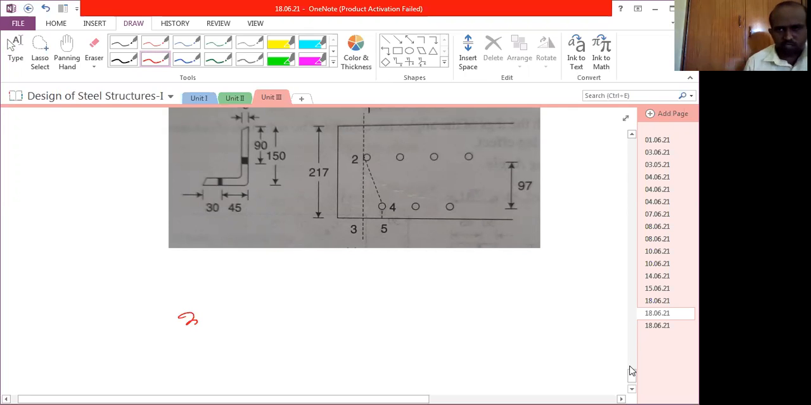If the total load is this much, and the area of the connected leg is this much, and the area of the outstanding leg is this much, then how much load will be transferred to the leg angle? In that proportion we calculate the load coming to the leg angle. First we calculate that load, then the remaining process is the same. Then we calculate the gross area, and based on the gross area you select some section.